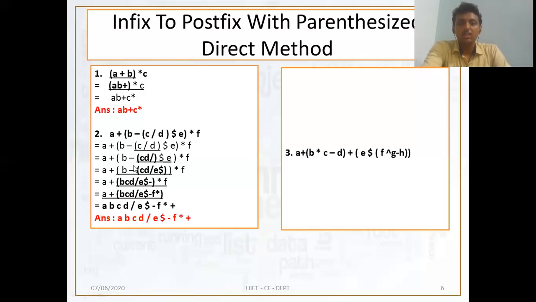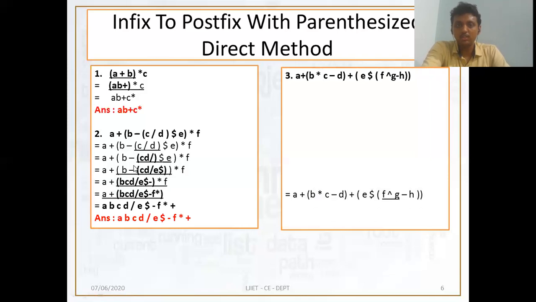Now we have the third question. A plus B star C minus D plus opening bracket E dollar opening bracket F caret G minus H closing. Fine. Okay, what is the equation? A plus opening bracket B star C minus D closing bracket plus opening bracket E dollar opening bracket F caret G minus H closing. Fine. Is this clear? So what bracket we need to solve first?